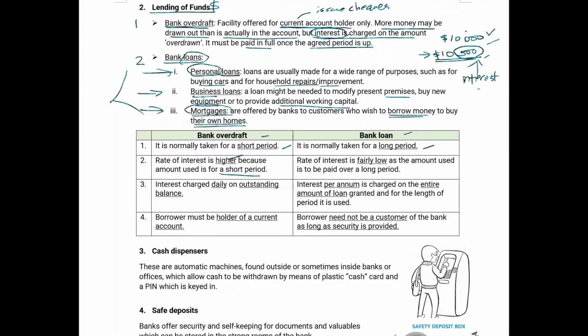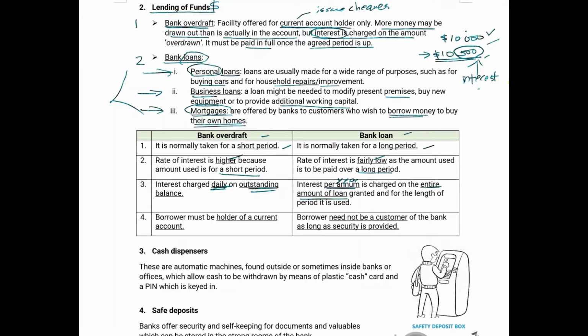Whereas for the bank loan, the interest is normally lower, because it has to be paid over a long period. For a bank overdraft, the interest is charged daily on the outstanding or overdrawn amount. Whereas for a bank loan, the interest is charged per annum. Per annum means per year, on the entire amount of the loan.